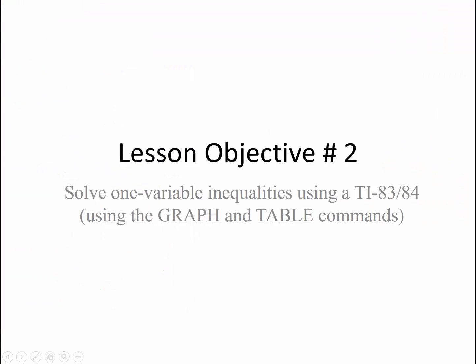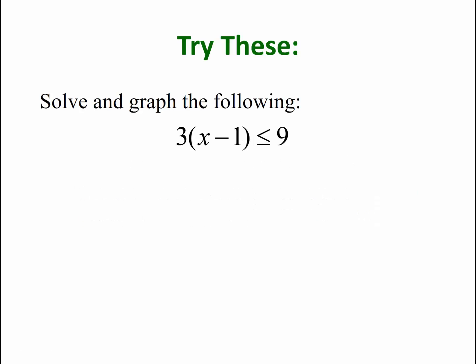Lesson objective number 2. We are asked to solve and graph the following inequality: 3 times the quantity x minus 1 is less than or equal to 9. To solve this algebraically, we would first distribute the 3, and we get 3x minus 3 is less than or equal to 9. Next, we would add 3 to both sides, and we have 3x is less than or equal to 12. And finally, dividing by 3, we see that x is less than or equal to 4.